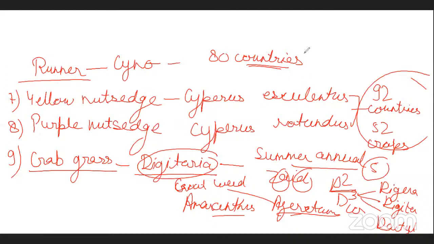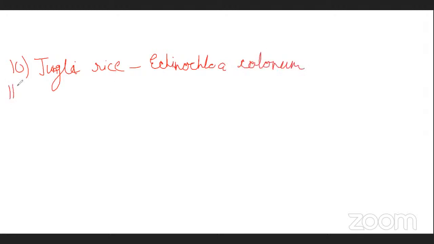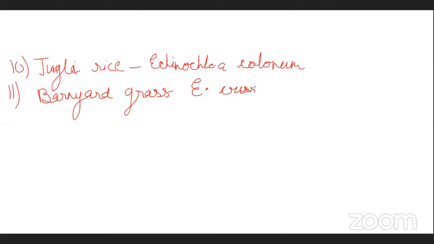Okay. Then we are having the 10th one, jungle rice. And the scientific name of jungle rice is Echinochloa colonum. Okay. And the 11th one is the barnyard grass. And this barnyard grass is also known as Echinochloa, but over here the species differs. It becomes crus-galli. Okay. Now, this 12th one is the water hyacinth.